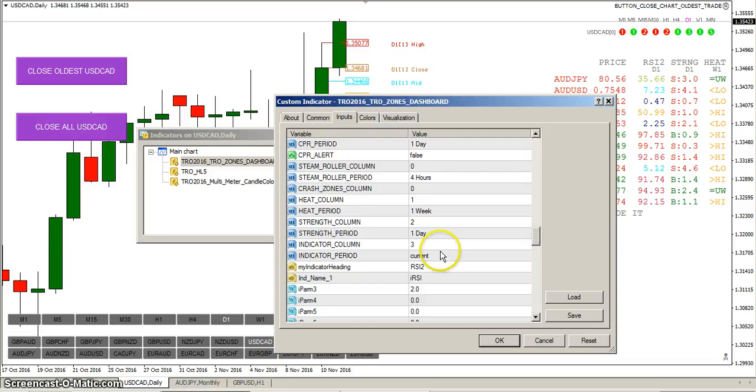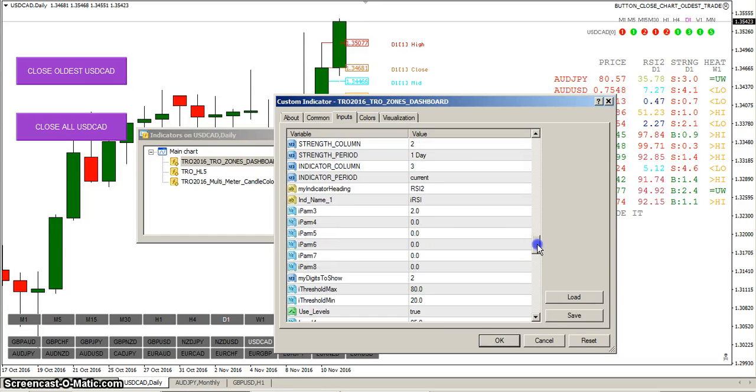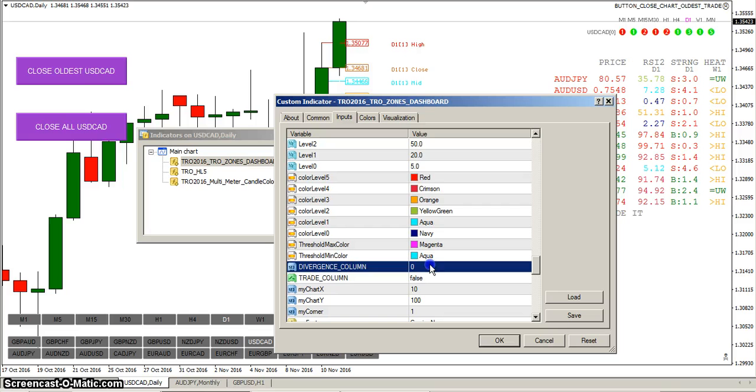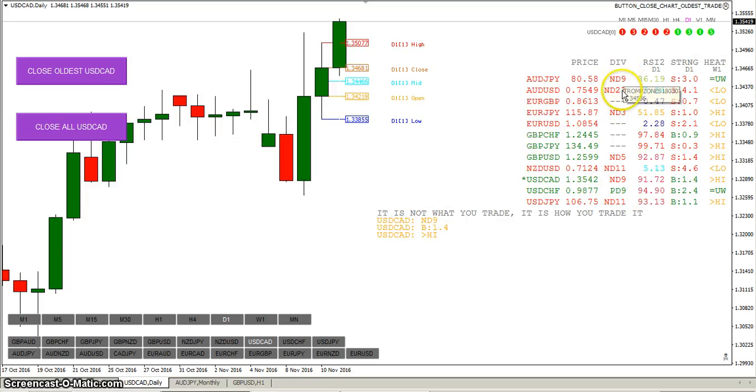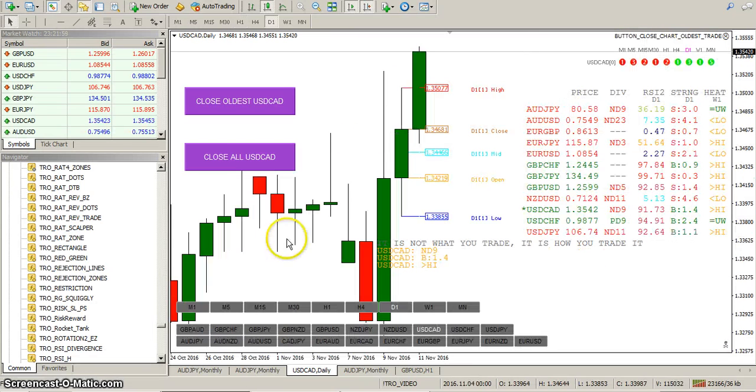Okay, along with the indicator column, I added the divergence column. Now, once again, if you remember my work with RSI2, we did divergence. So we had negative divergence here and positive divergence. Some of you might not be familiar with divergence, so let me go and show you what we're talking about.